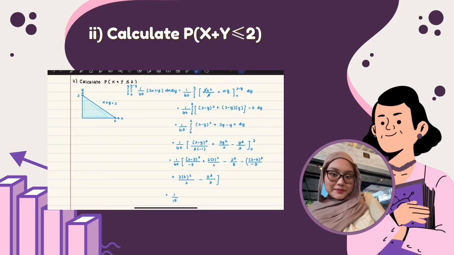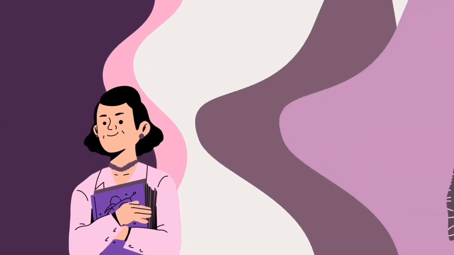First of all, I will bring out the 1 over 60, and then this will be my answer. Now we're going to integrate this equation. For this question, you will have to substitute a 0 in the parentheses, as it will not equal 0. It will give you a value. So you will have to times back the 1 over 60 that we took out earlier, and you shall get 1 over 15 as your answer.